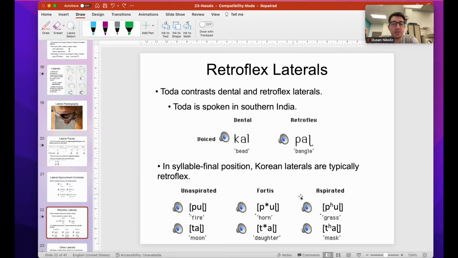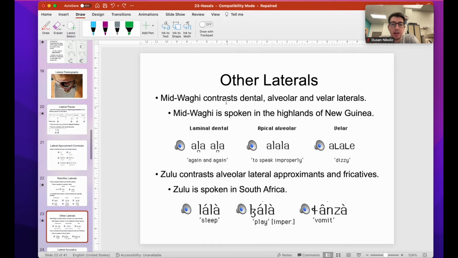In Korean, fortis, aspirated, and regular ones are three voicing configurations, and you will learn more about those in 441. Other laterals are present in Mid-Wahgi, which is spoken in the highlands of New Guinea.